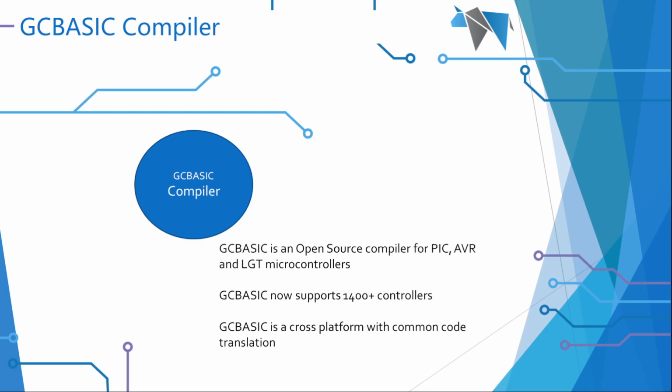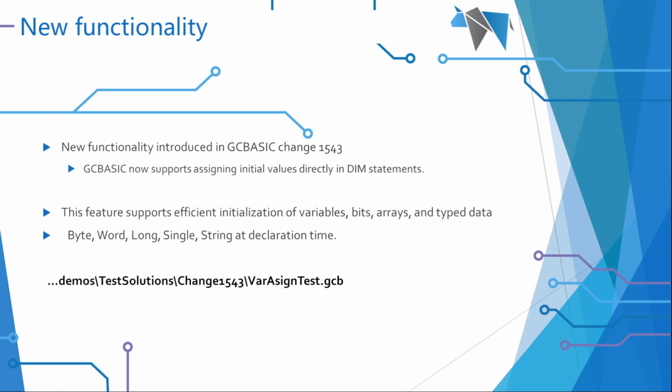So GCBASIC is an open source compiler for PICs, AVRs, and LGTs, supports over 1400 microcontrollers with common code, which means that you can compile a piece of code for one chip and it will work on another. Great. So what's this new functionality? At change 1543 or build 1543. So if you've got less than that, this doesn't work.